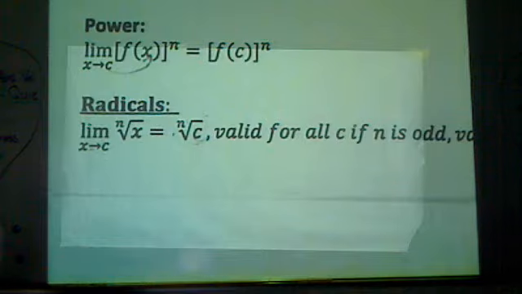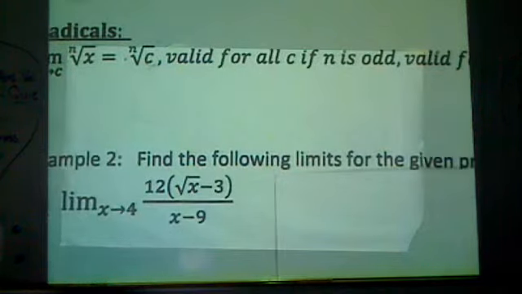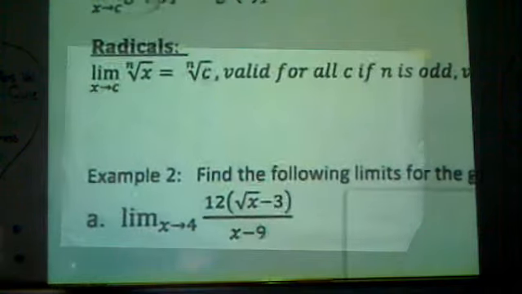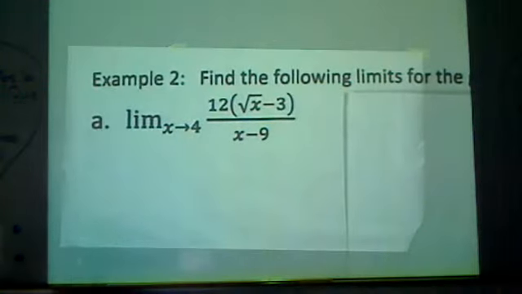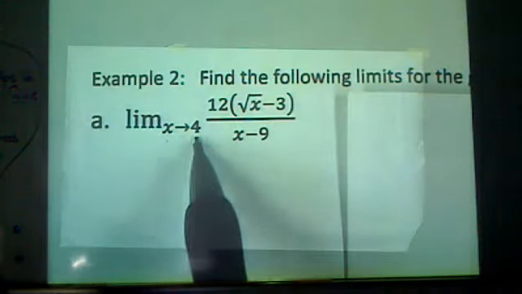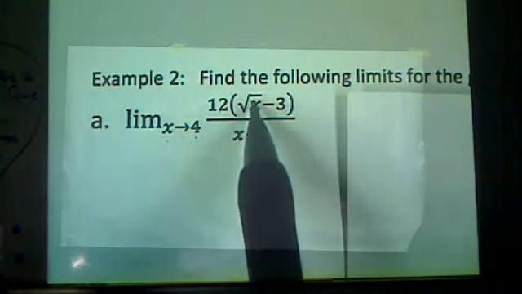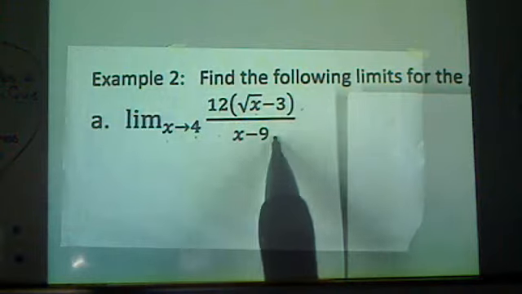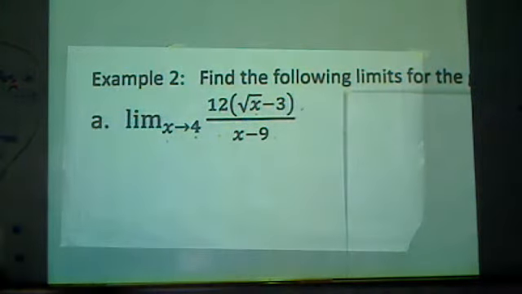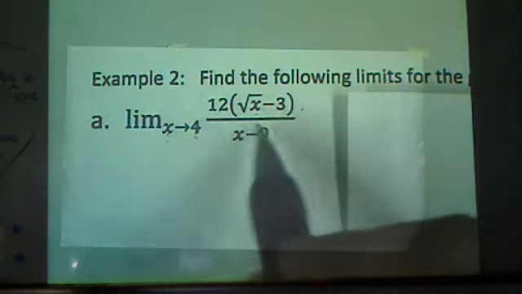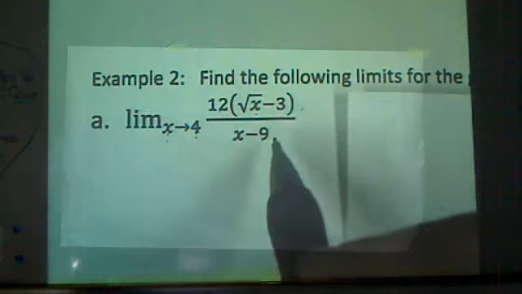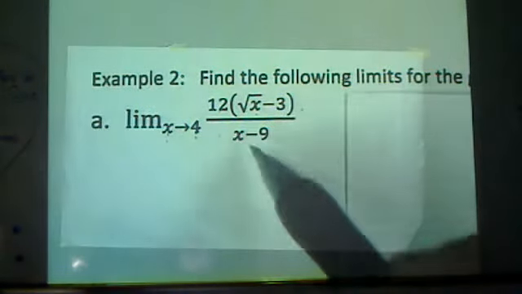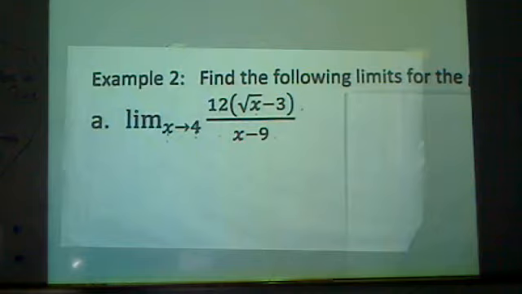Let's practice a few of these rules. We're going to find the limits for the following problems. So 2a. Find the limit as x approaches 4 of 12 times the square root of x minus 3 over x minus 9. Again, are there any holes or vertical asymptotes at x equals 4? So if you plug this 4 in, will you get a 0 on the bottom? No. And does anything cancel when x equals 4? No. Thus it's continuous at x equals 4, and we can plug the number in directly.